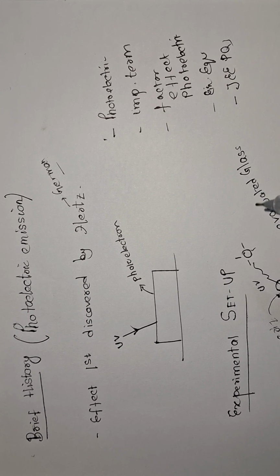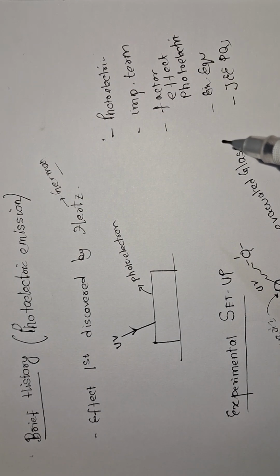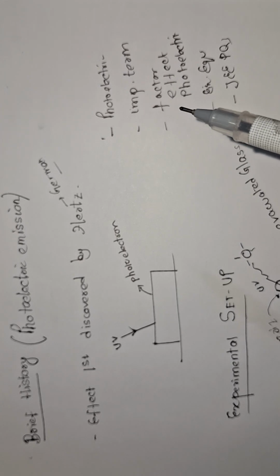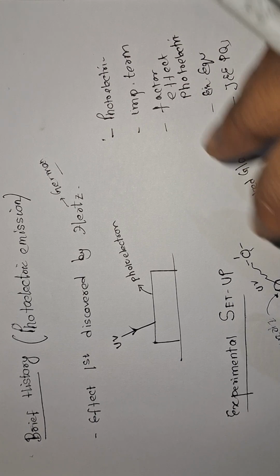So let me start with the topic of photoelectric emission. Actually, why have I chosen this topic? While analyzing the PYQs of JEE Mains, I observed that certain questions were asked from this topic. Also, this topic will form the base for the chapter Dual Nature of Matter and Radiation. So in order to understand that chapter better, we need to make this topic very clear.